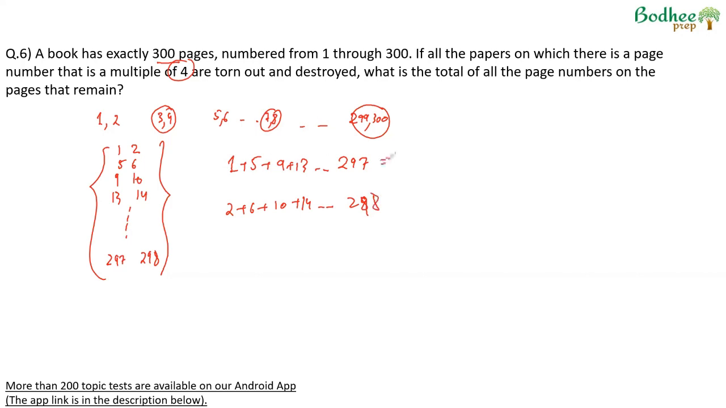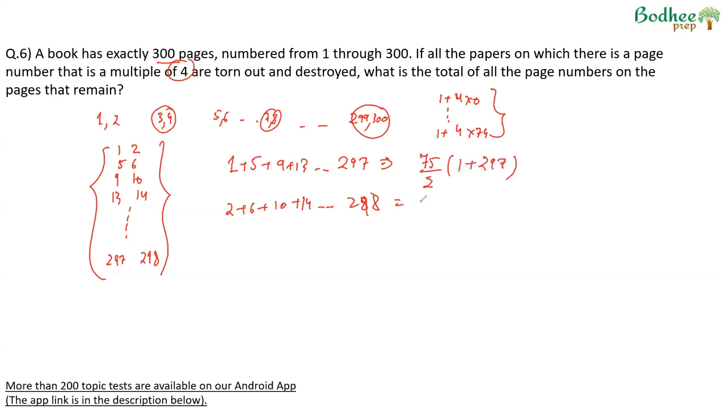Now the number of terms here: the first term is 1 plus 4 into 0. The last term is 1 plus 297, minus 1 is 296. 296 by 4 will be 74, so 4 into 74. So there are 75 terms.